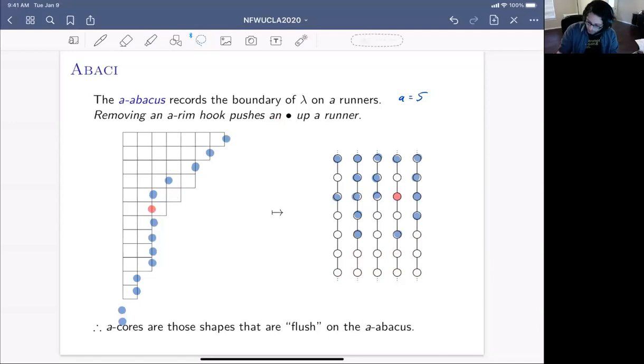Okay, and so what's happened is that 1, 2, 3, 4, and 5, so these two interchanged, right? And so you can see that I've removed, say, this rim hook. Okay, does that make sense? Okay, good. So that's what's happening.